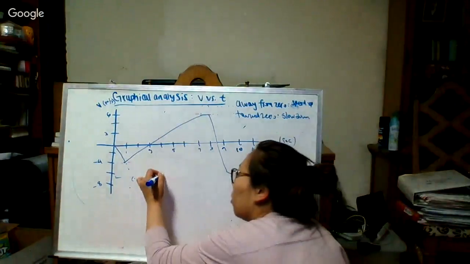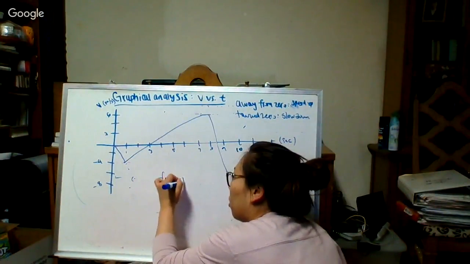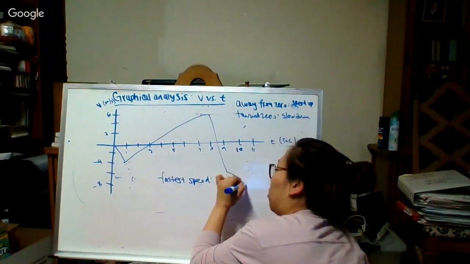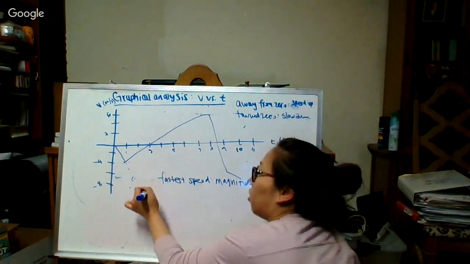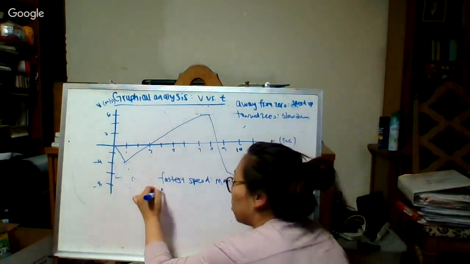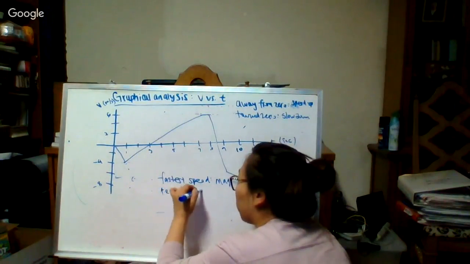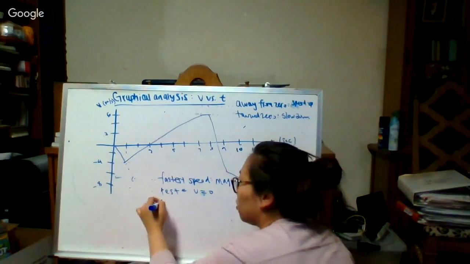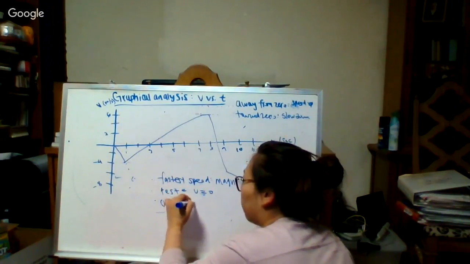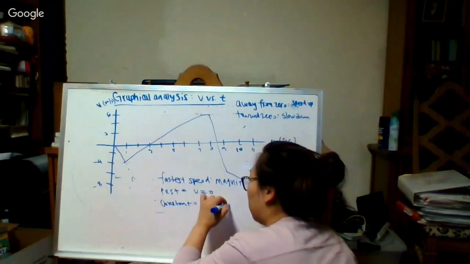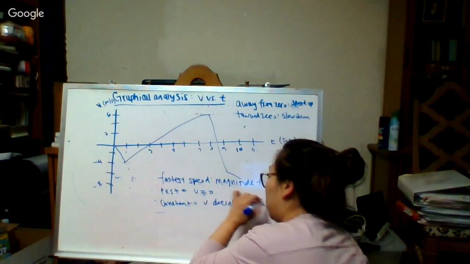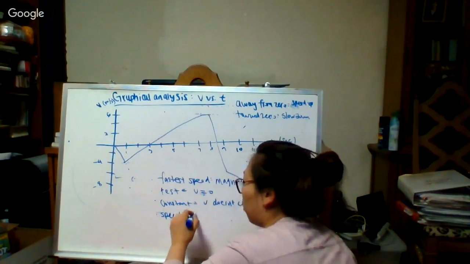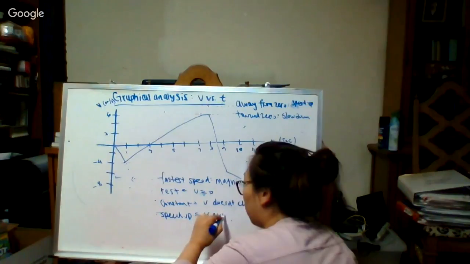Maybe I'll write it down. Fastest speed is about the magnitude of v. And rest is basically when v equals 0. Constant means v doesn't change. And then speeding up or slowing down is v moving away from 0.